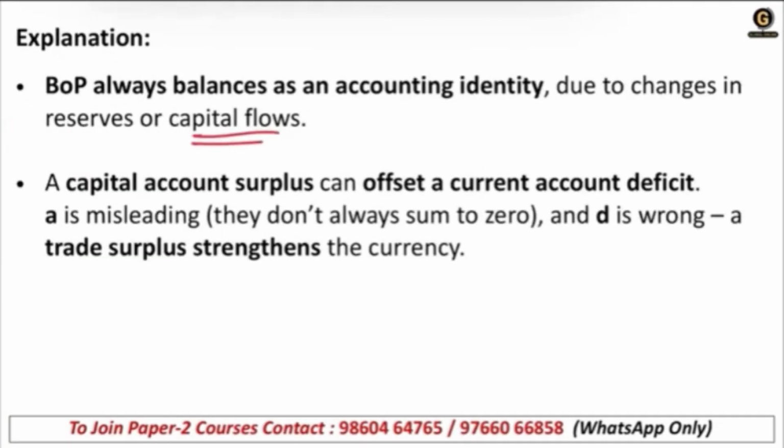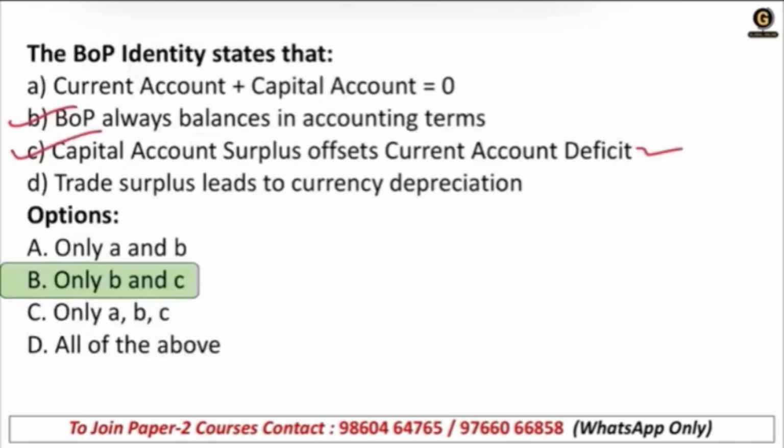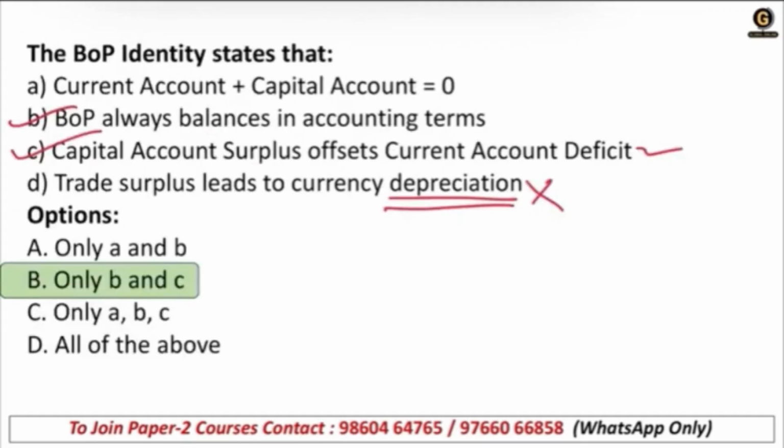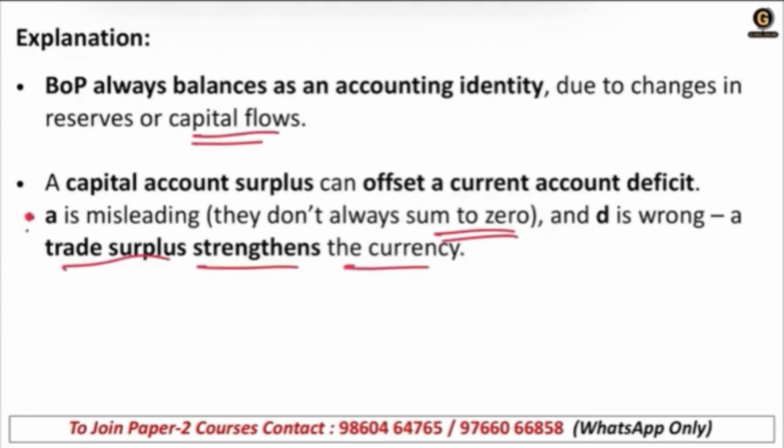Option A is misleading. They don't always sum to 0, and D is wrong. A trade surplus strengthens the currency. Trade surplus leads to currency depreciation, this is not correct. It actually strengthens the currency. That is why the correct option was only B and C, not A and D.